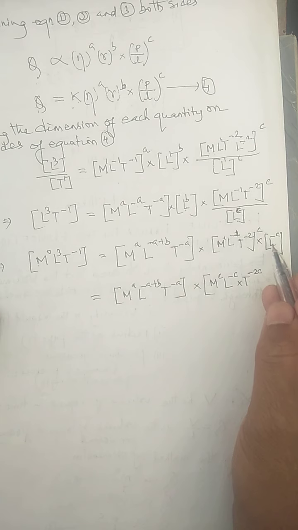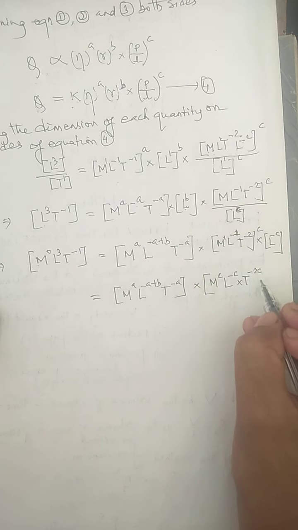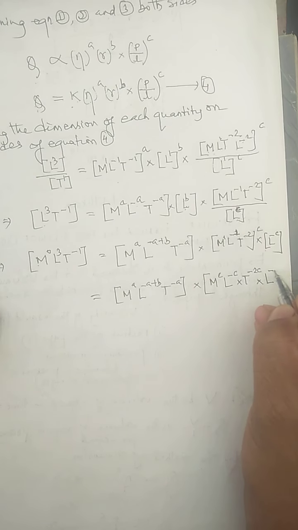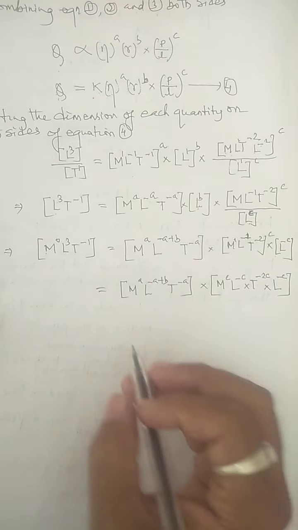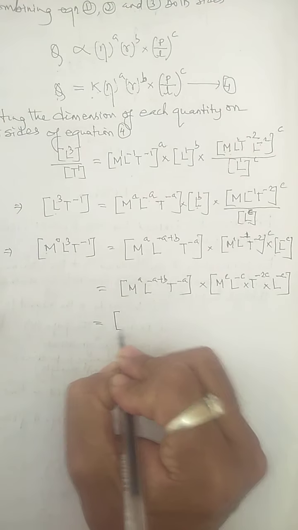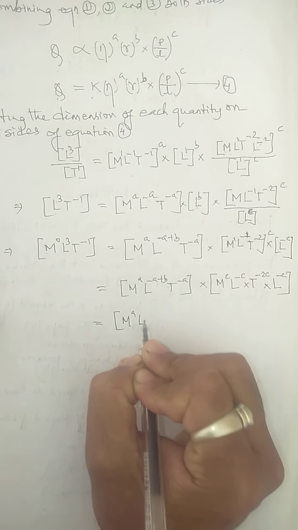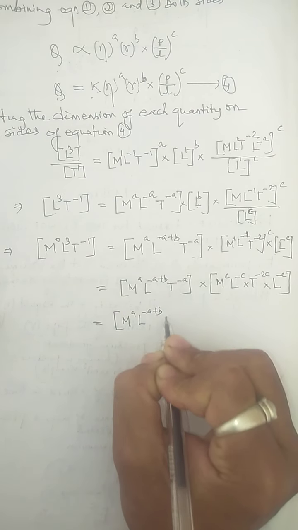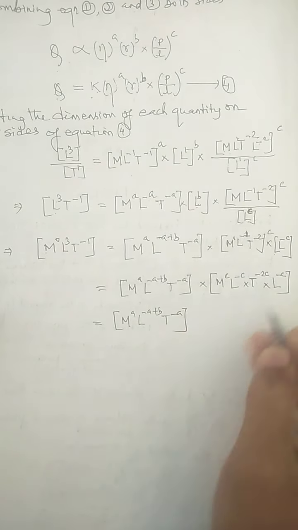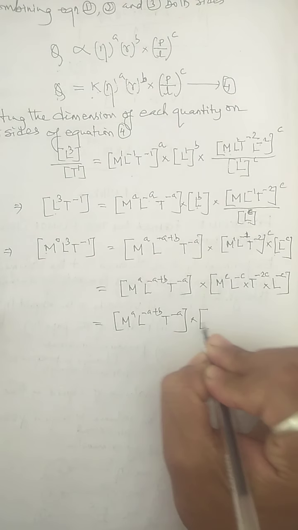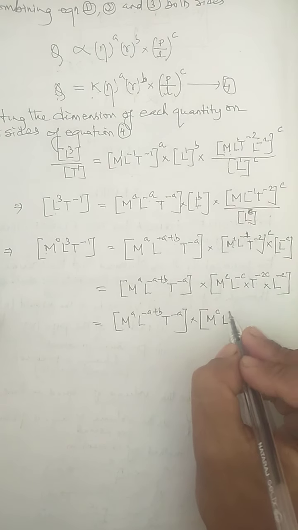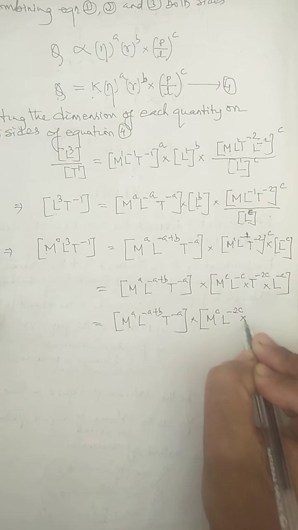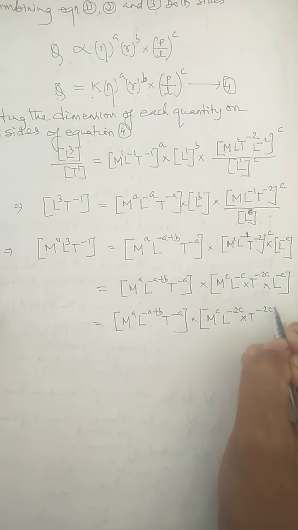Now there is already L to the minus C, and that also I put inside. So it will be L to the minus C. Now I further simplify this expression, children. It will be M to the A, L to the minus A plus B, t to the power minus A. Now let me combine it. There is M to the power C. This L to the minus C, if we add, is minus 2C. And this is t to the power minus 2C.